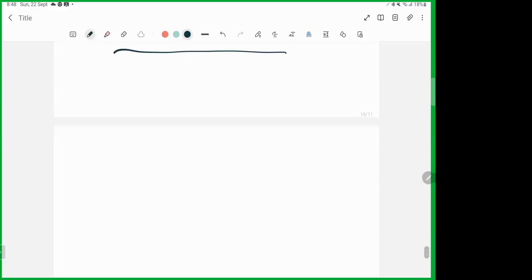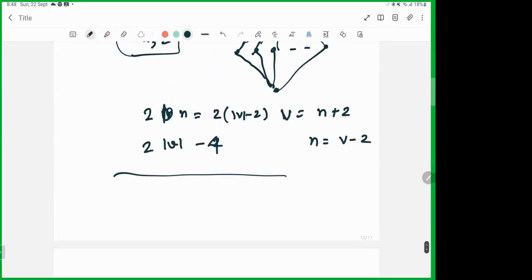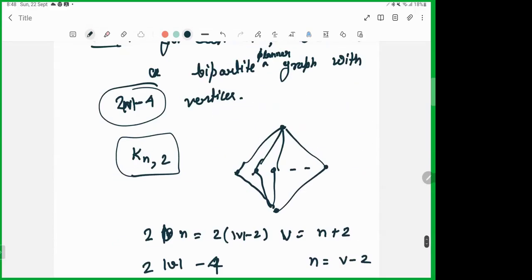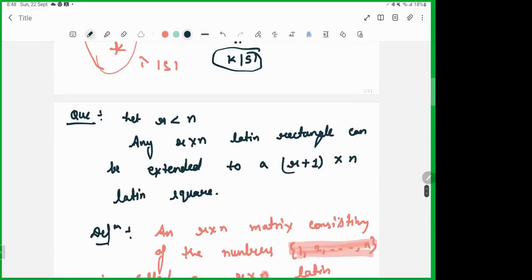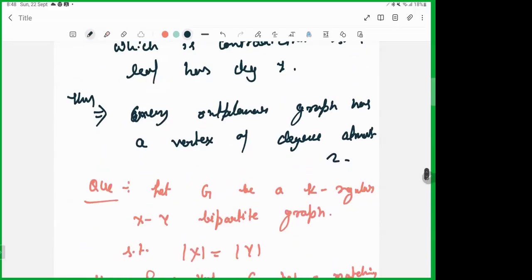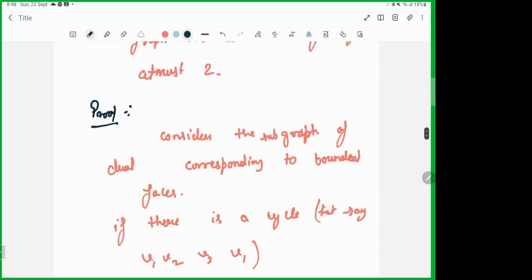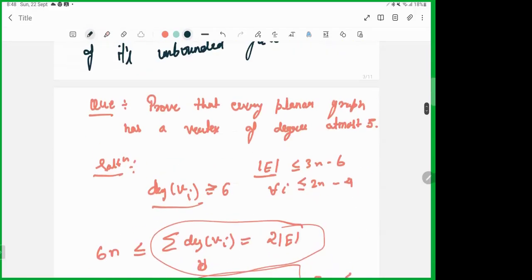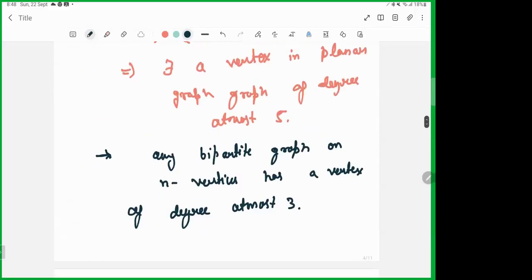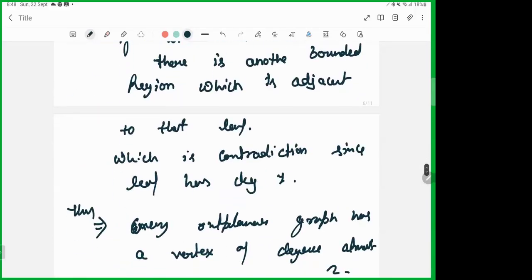So we have proved this: every planar graph has a vertex of degree at most 5. We have done this one. Every planar graph, we have done this. So now this will be used in this problem.